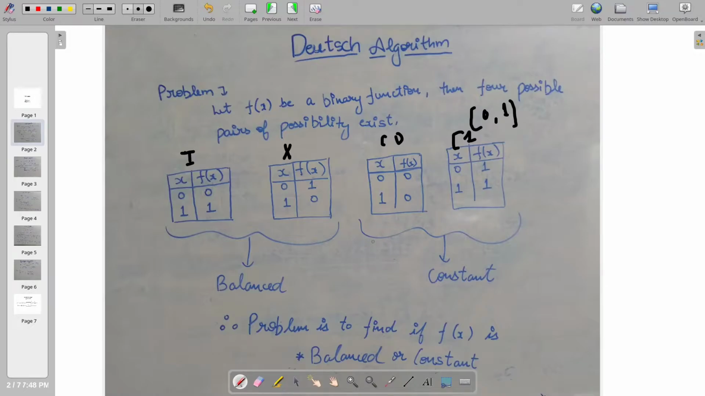We can further categorize these four functions into two groups, balanced and constant. It's quite easy to understand that in the case of the balanced group, the number of zeros and ones remains the same, while in the case of constant, the output does not depend on the input. So the problem which this algorithm tackles is to find whether the given f(x) belongs to the balanced group or the constant group.